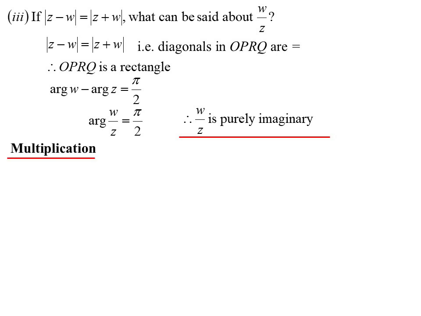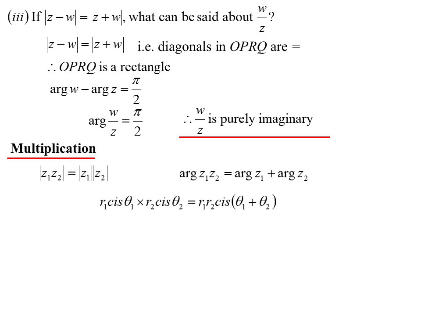Multiplication then. This is something we didn't actually look at in vectors. We looked at the scalar product or the dot product, but not multiplication of two vectors together. We know this rule. The modulus of z1 times z2 is equal to mod z1 times mod z2. And when it comes to the arguments, when we multiply, we're actually adding the arguments. If I now put that into mod arg form, r1 cis theta 1 times r2 cis theta 2, play around with that, we get r1 r2 cis (theta 1 plus theta 2).